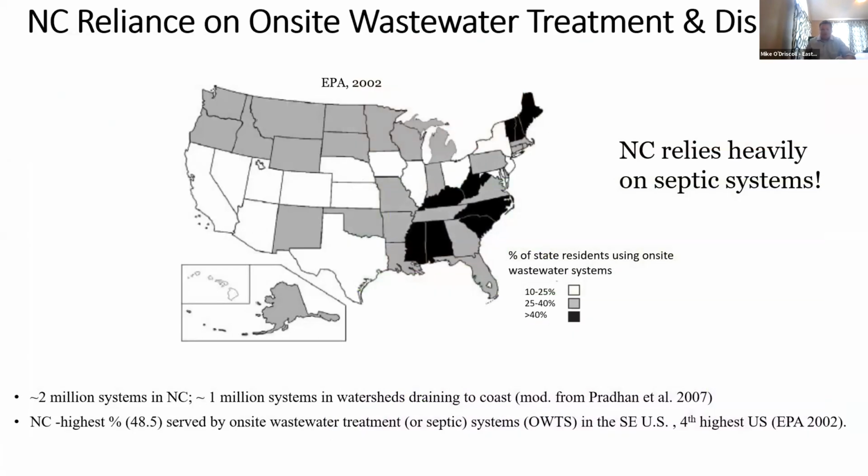When we look at North Carolina, we are very heavily reliant on on-site wastewater treatment systems, or septic systems. We have about 2 million systems in the state, and about 1 million of these are in watersheds that drain to our coast. Nationally, we have the 4th highest number of systems in the country. Within the Southeast, we have the highest percentage of people, about 49% of residents, using on-site systems. It's a pretty broad approach for treating wastewater, and it can work well in the right conditions with deep water tables.